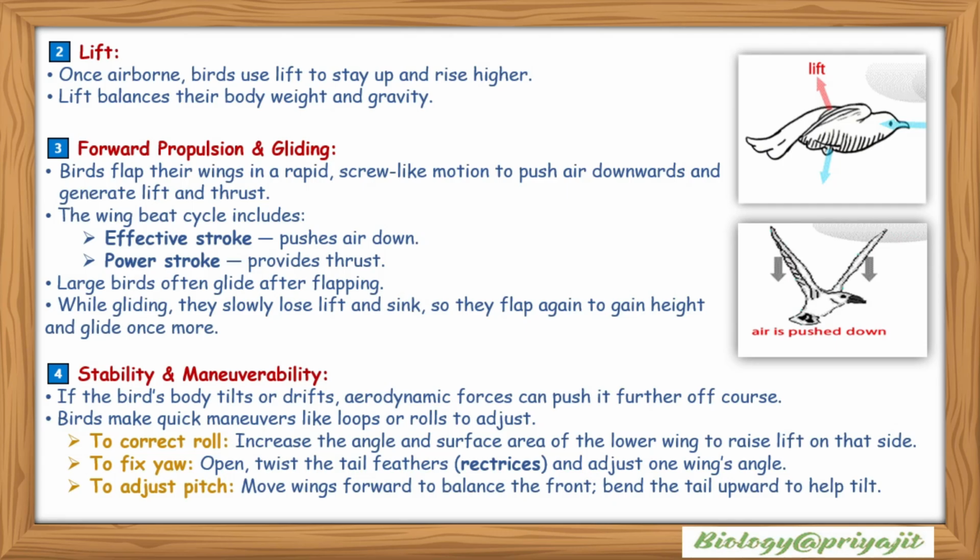Stability and maneuverability. If the bird's body tilts or drifts, aerodynamic forces can push it further off course. Birds make quick maneuvers like loops or rolls to adjust. To correct roll, increase the angle and surface area of the lower wing to raise lift on that side. To fix yaw, open and twist the tail feathers, or rectrices, and adjust one wing's angle. To adjust pitch, move the wings forward to balance the front, and bend the tail upward to help tilt.